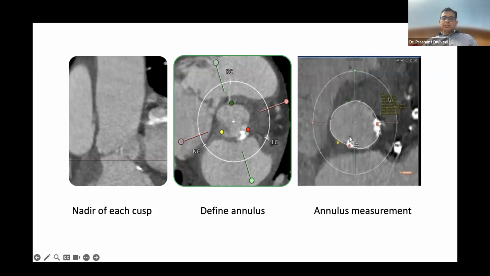The minimum dimension is important because we cannot do a BAV, balloon dilatation, beyond the minimum dimension. If the annulus is oval, we cannot use a balloon size which is more than the minimum dimension. So if, suppose, the minimum dimension is around 18.2, I will not go with a 20 millimeter balloon dilatation. I will just go with the 18 millimeter balloon dilatation. So that's why these are important.